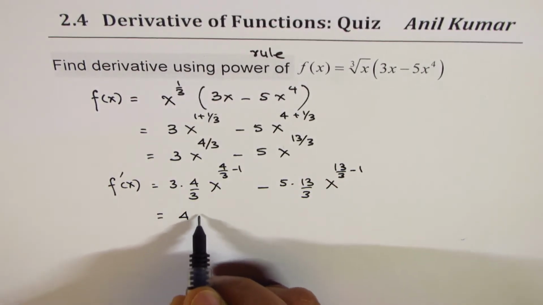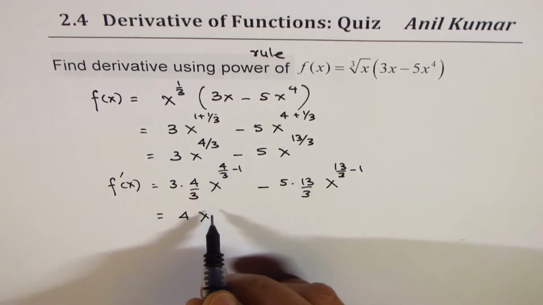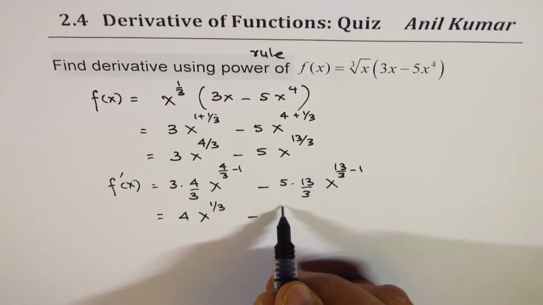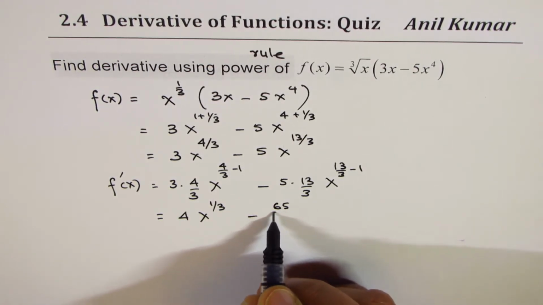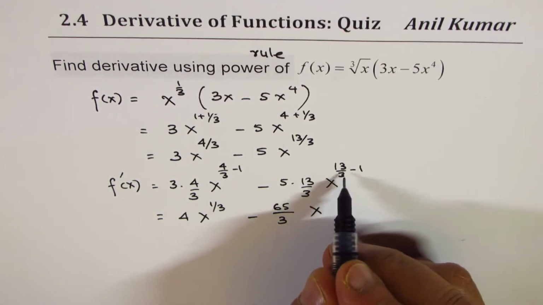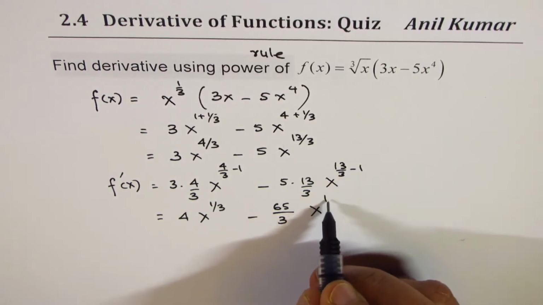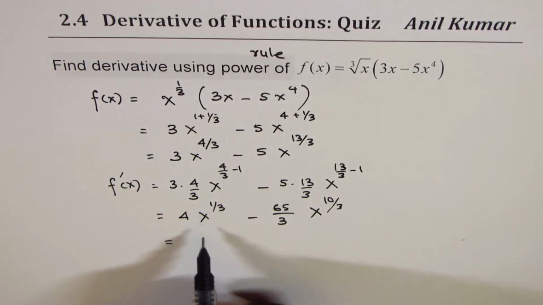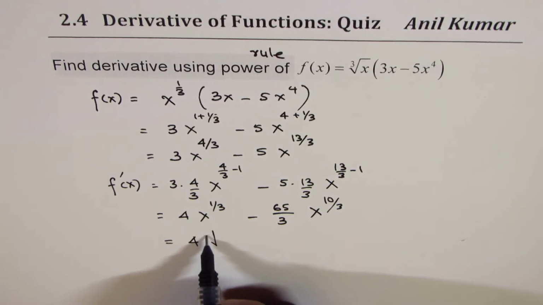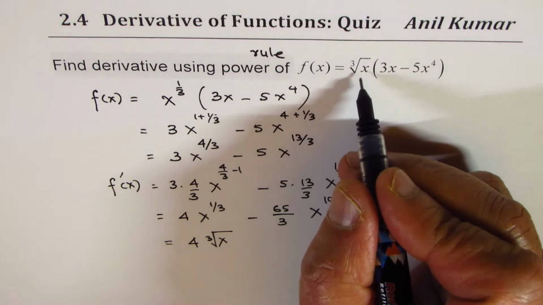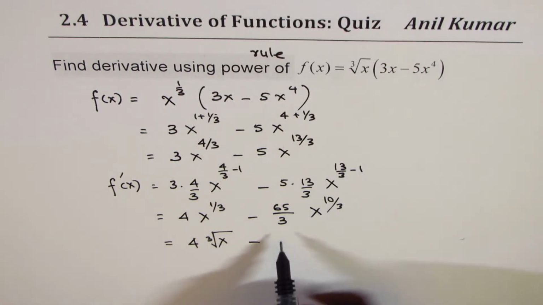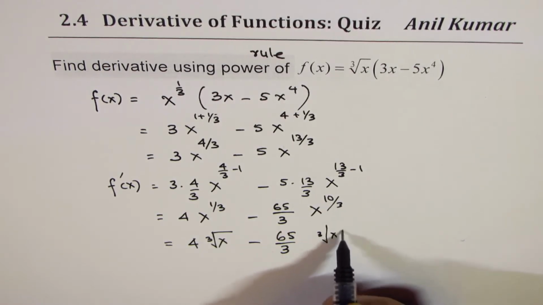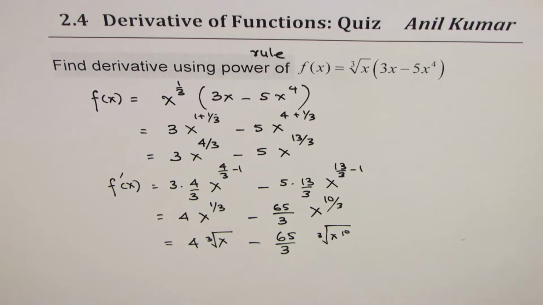So that is 4 over 3 minus 3, which is 1. So we get x to the power of 1 over 3 minus, we can just multiply this, 5 times 13 is 65 over 3 x to the power of 13 minus 1 is 10, 10 over 3, right? So that becomes the answer. You could write it in radical form for cube root of x, since the question has radical form here, but it's kind of mixed. So anyway, let's write the radical form. So we have cube root of x to the power of 10. So that is how it could be done, right?